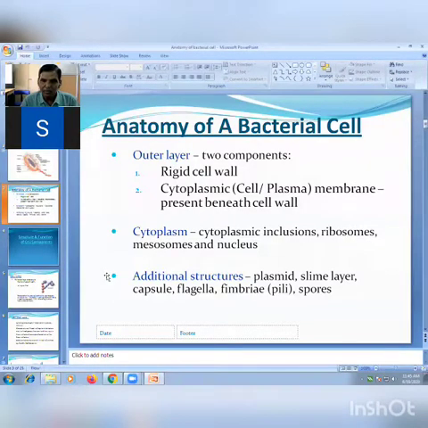Then the cytoplasmic membrane, also called the plasma membrane, is present below the cell wall. Then cytoplasm. In the cytoplasm, inclusion granules, ribosomes, mesosomes, and the nucleus, or genetic material, are present. Then additional structures are also present in a few bacteria. These are the plasmid, slime layer, capsule, flagella, fimbria, or spores. These are not essential. They may be present in a few bacteria or absent in others.